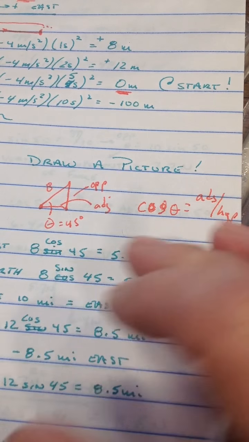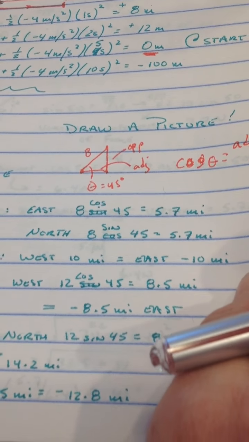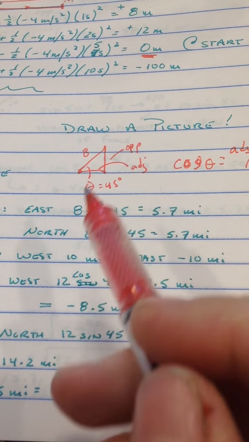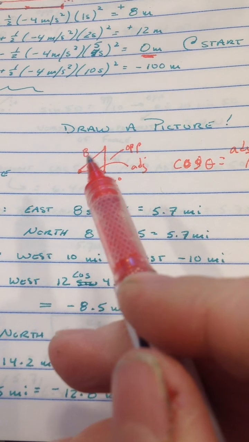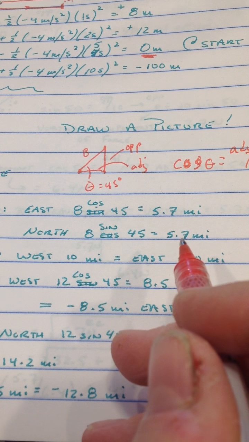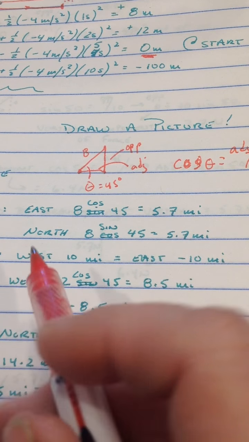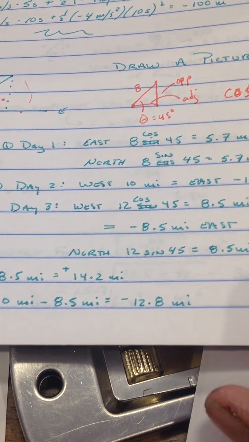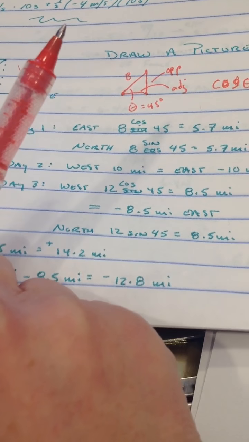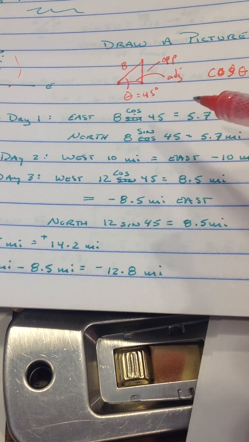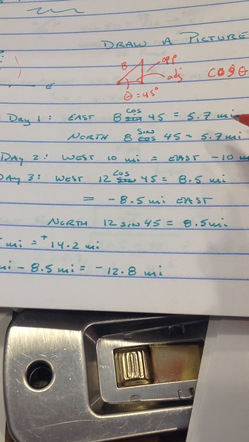Okay, so anyhow, the north-south component for this triangle is going to be similar to this situation here. Opposite over hypotenuse is equal to sine theta, and we have 8 times the sine of 45 degrees gives me 5.7 miles. And that is what happened on day 1. So on day 1, while I may have gone 8 miles northeast, what that really translated to was 5.7 miles each of north and east.